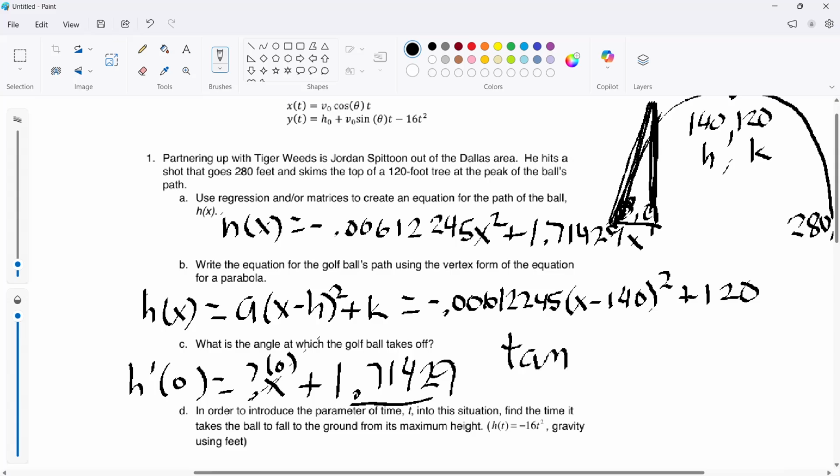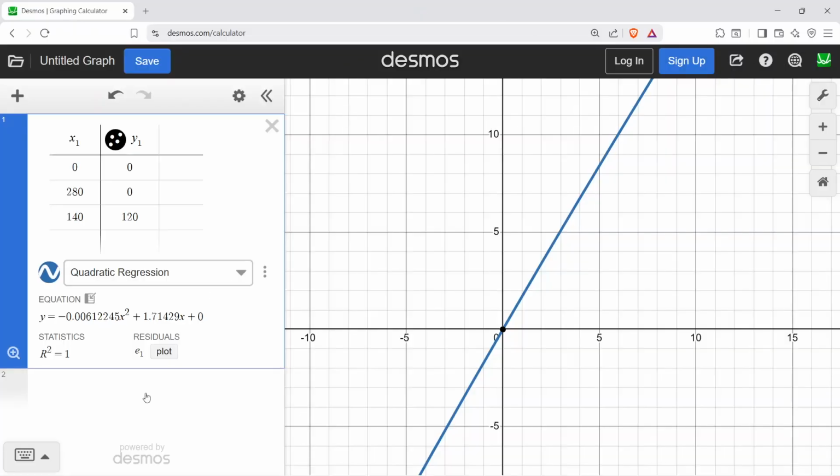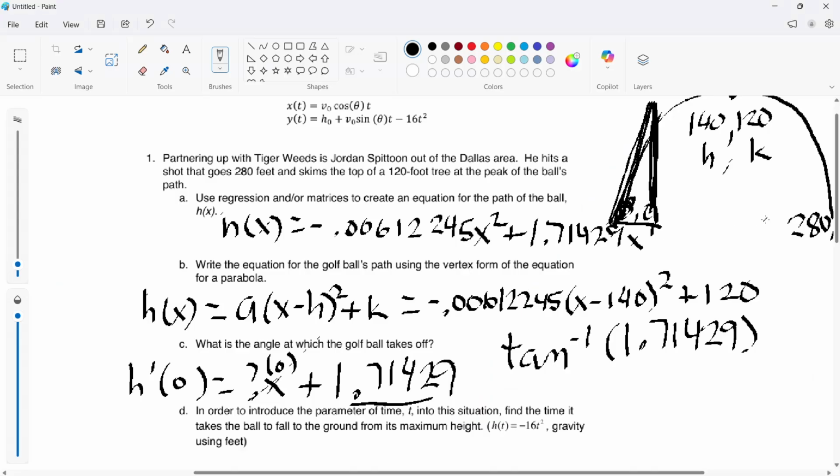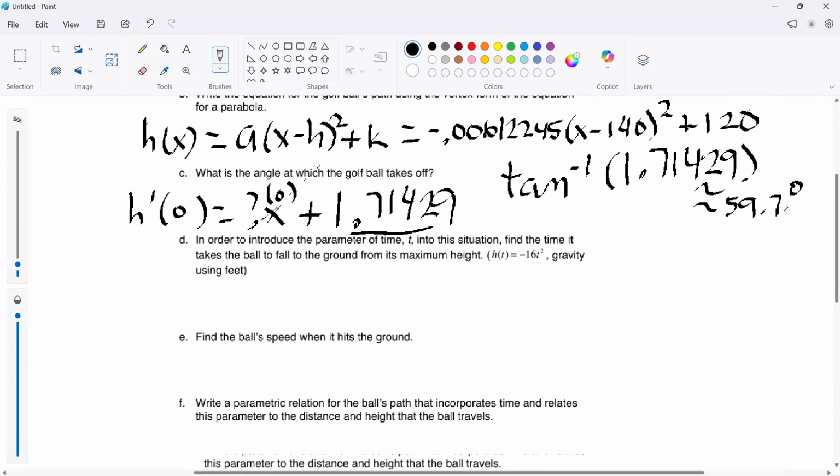Arctangent of 1.71429, and that will be my launch angle. Arctan of 1.71429 is approximately 59.7 degrees. Yes. In order to introduce the parameter time into this, find the time it takes the ball to fall to the ground from its maximum height.